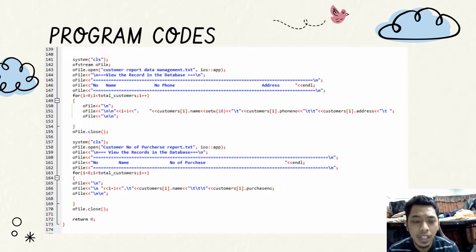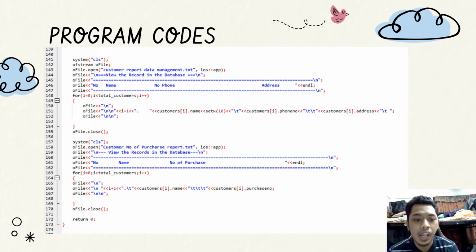So basically we use the oFile, and then we write the view record in the database to show the data that we have keyed in, which is the name, the phone number, and the address. And then we use the for loops to show the detail that we have keyed in, and then we use oFile.close to close the file.